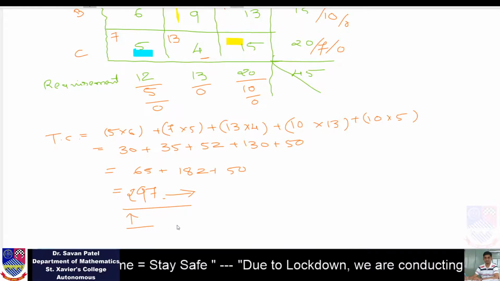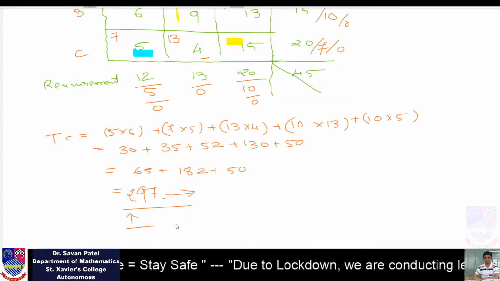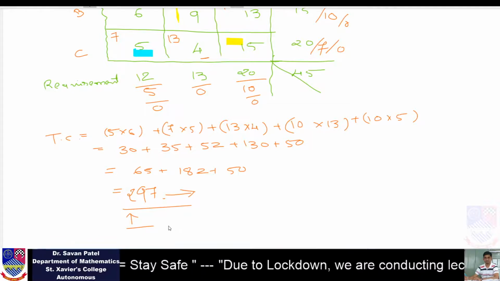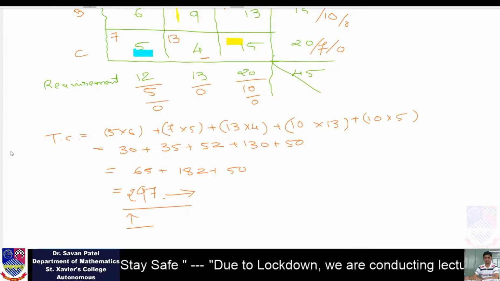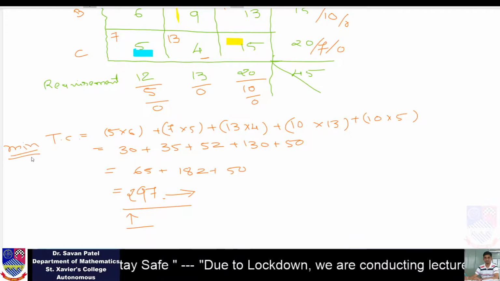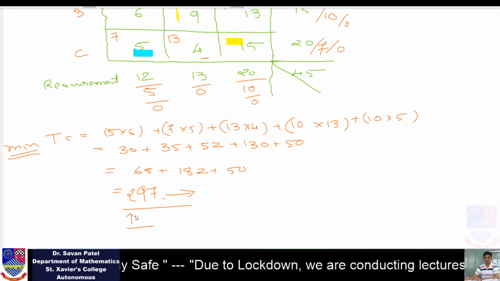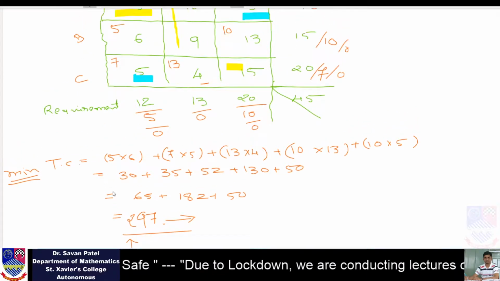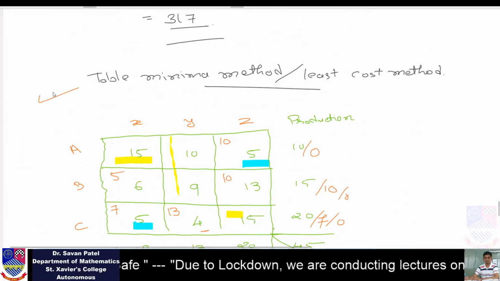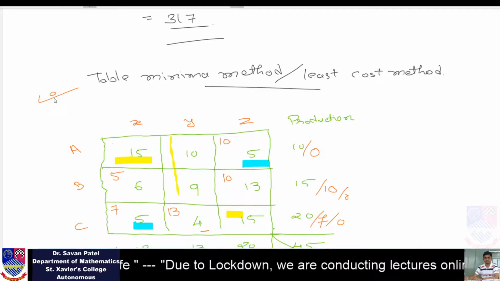Because as we get closer to the optimal solution, all we need is to minimize the transportation cost. Our main objective is minimizing transportation cost. So this table minimum method is far better than any other method we have seen till now.